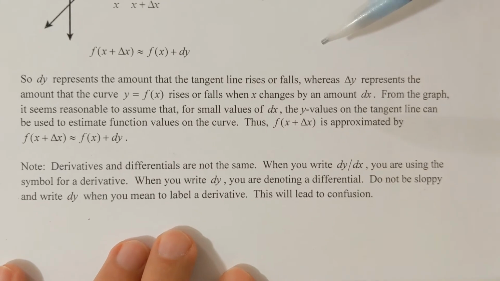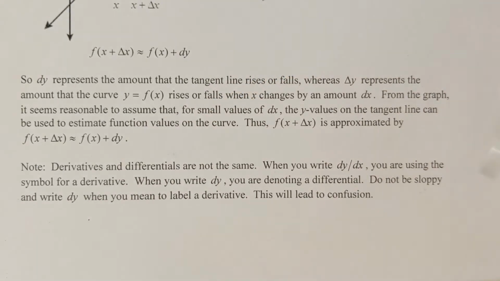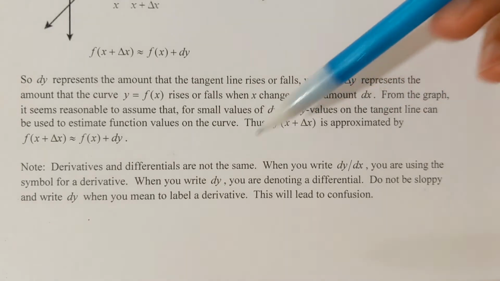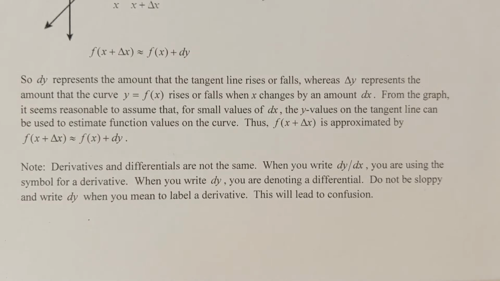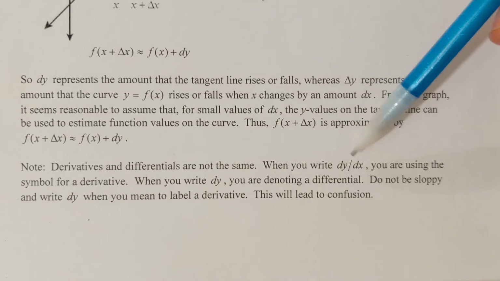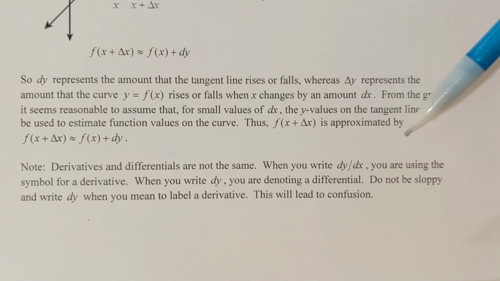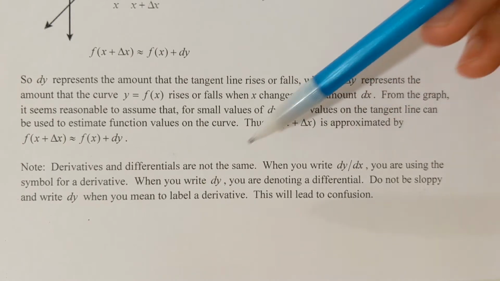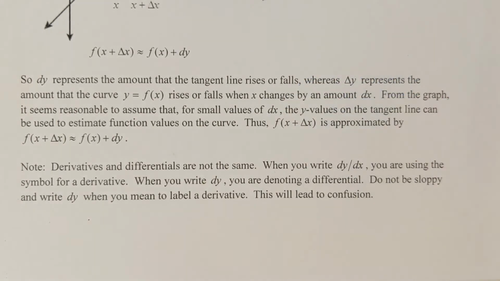And here's this formula repeated again. Now there's a note below that. Derivatives and differentials are not the same. When you write dy dx, you're using the symbol for a derivative, and we've been using that all over the place. That's the Leibniz notation for representing the derivative of y with respect to x. When you write dy, you're denoting a differential. You are just simply talking about the rise-fall distance on the tangent line, not the left-right distance. Of course, with a line, slope is rise over run.